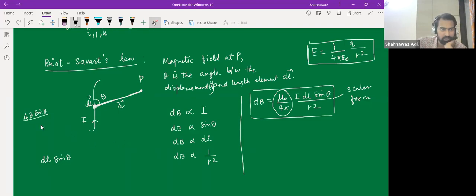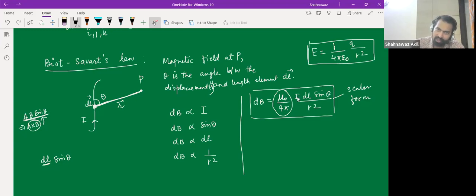Okay, so what does this mean? If I am getting AB sine theta, what does this mean? Yes, guys, what does this mean? This is A cross B. Am I correct? Yes, sir. So you see, I have only one vector dl. There should be another vector. So can this be I?